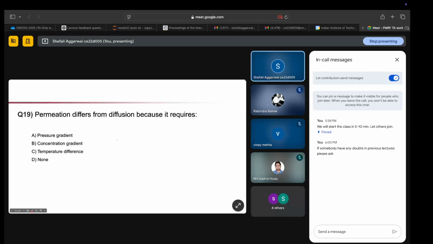Permeation differs from diffusion because it requires pressure gradient, concentration gradient, temperature gradient, or none of the above. So in diffusion we have a concentration gradient, but in permeation what do we have? Any idea? Pressure, correct. So in permeation it is mostly due to the pressure difference. Your ions will move from one end to another end.